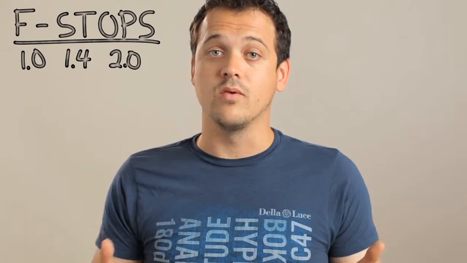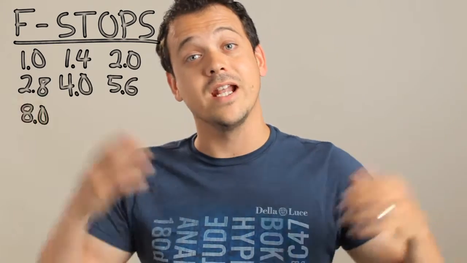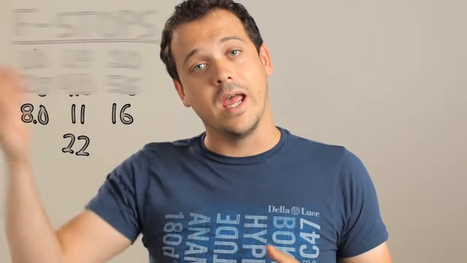Now, if we look at stops of light, we can look at them in our aperture, our ISO, or our shutter speed. Now, the different f-stops, the full f-stops, are going to be f1, 1.4, 2.0, 2.8, f4, 5.6, f8, f11, f16, f22, and it continues.